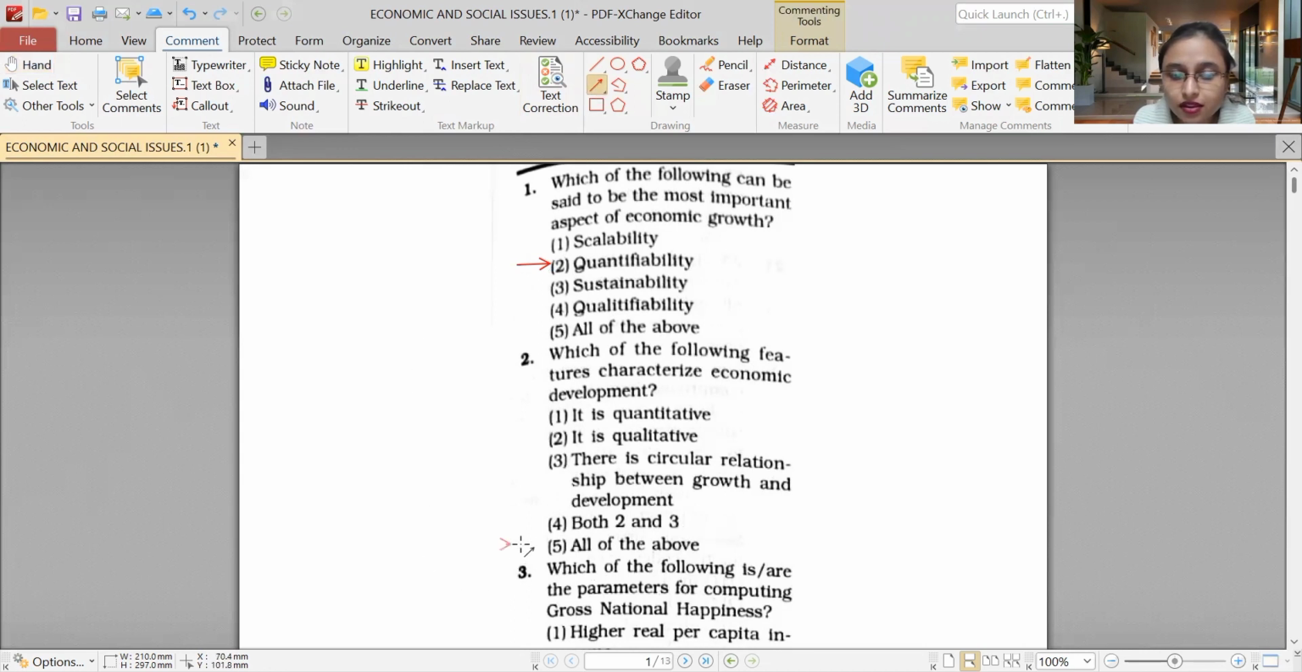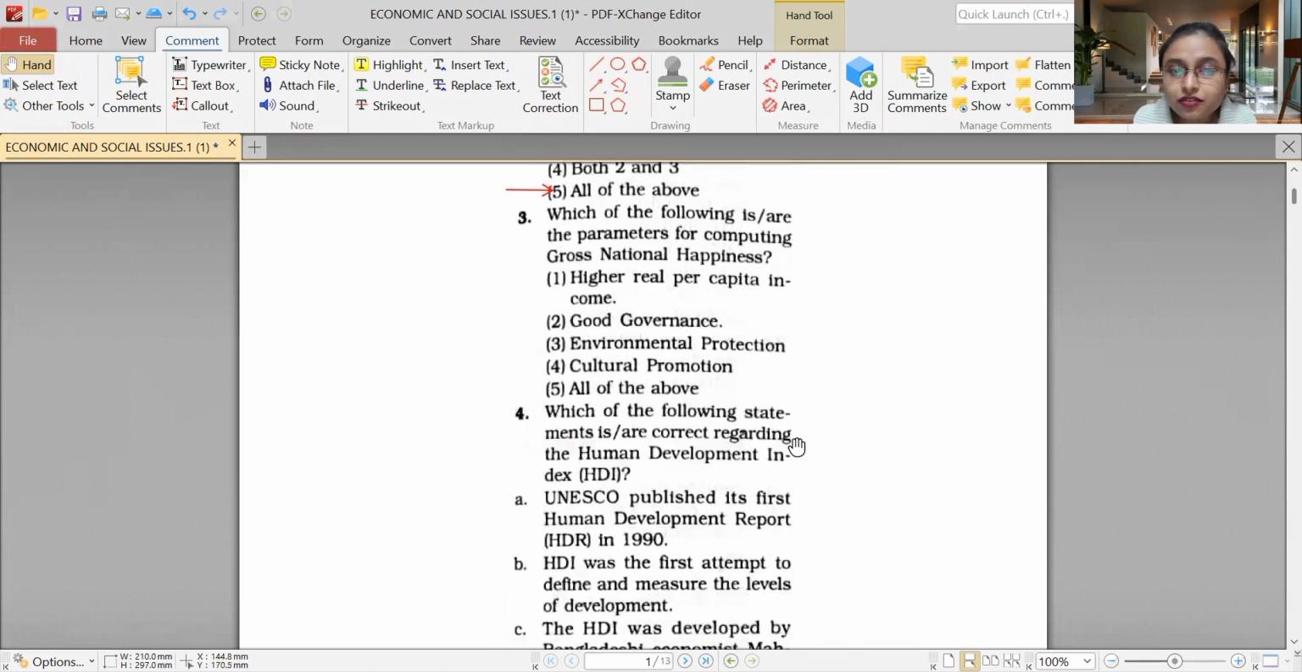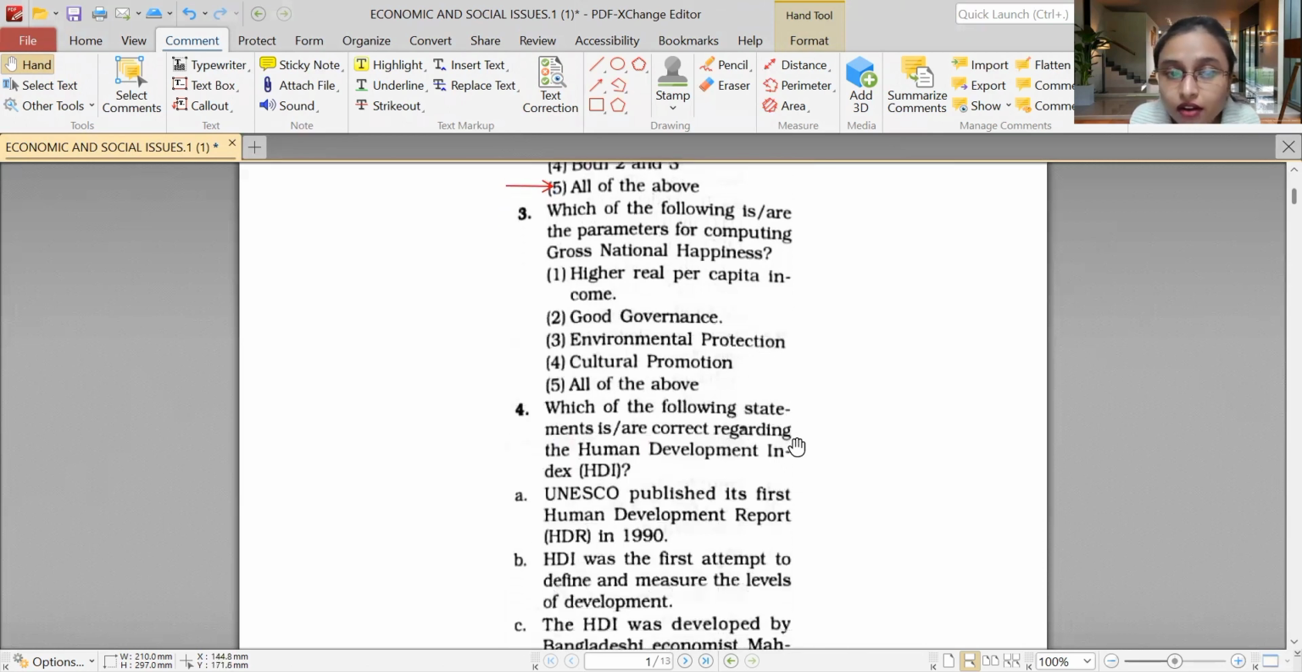I'll mark this as my correct answer. Now moving on to the third question. Which of the following is or are the parameters for computing gross national happiness?